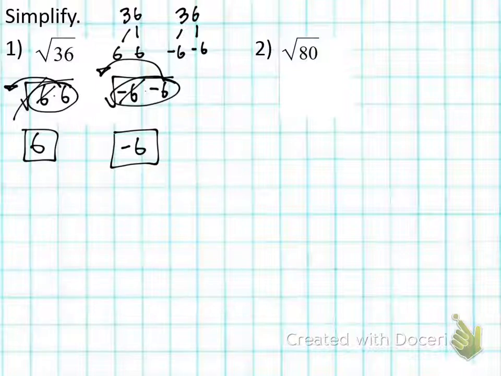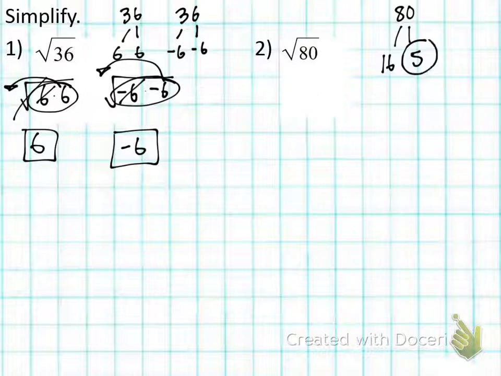Number 2, square root of 80. Watch carefully. Square root of 80. Is 80 a perfect square? No. But I know that 80 can be factored. Looking at 80, we know that the index is 2 in this one, so we have to find pairs. 80 is just like saying 16 times 5. 5 is prime, so I'm going to circle 5. I can't factor 5 anymore.